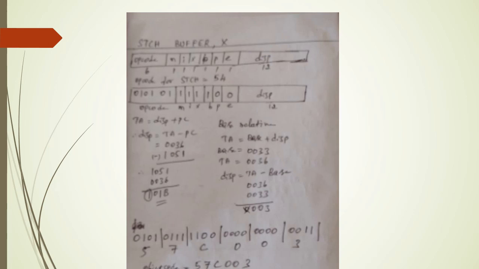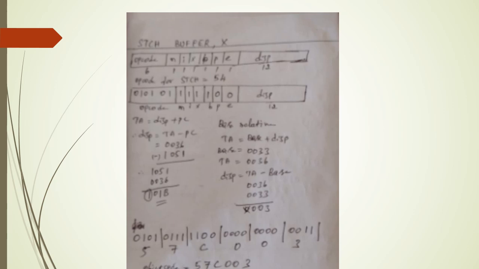So first we start with the PC. Therefore the displacement you have obtained does not fit into the 12-bit displacement, so it becomes 101B. So you have to go for base relative. It exceeds the range of the displacement. The range is mentioned in your textbook; while reading the textbook you will get to know the range. It exceeds the range, so you will go for base relative.